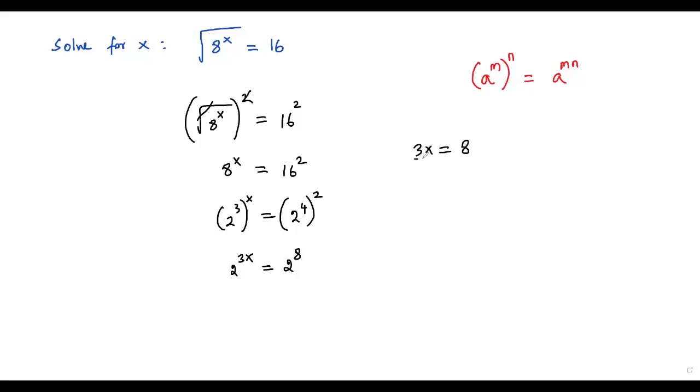To solve for x, I have to get rid of the 3 which is multiplied over here. For that, I have to divide both sides by 3. When I do so, this 3 will cancel out. I'm getting x equals 8 over 3. I have solved for x. The value of x is 8 over 3.